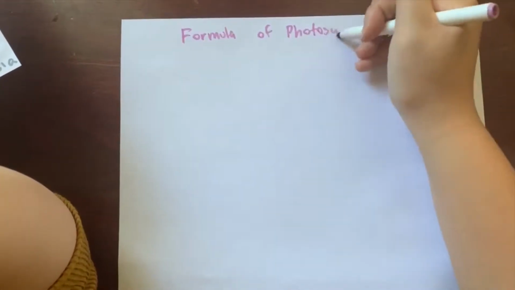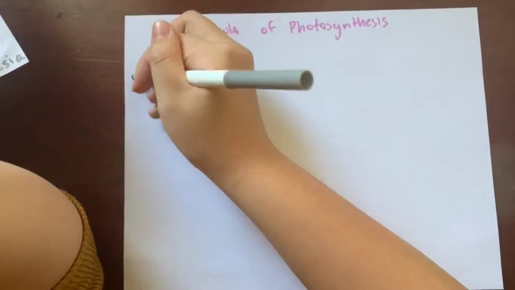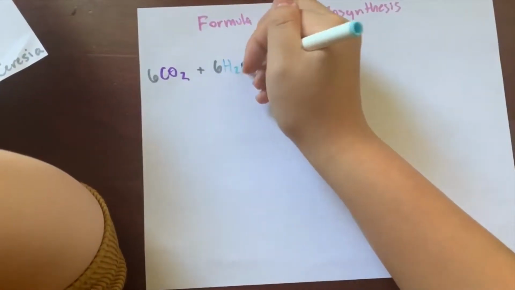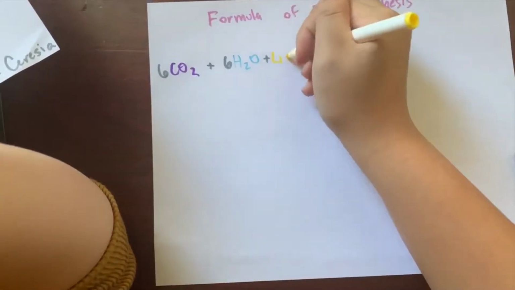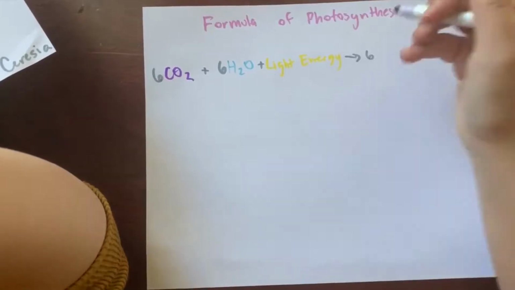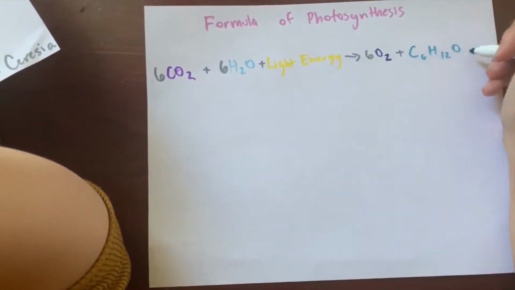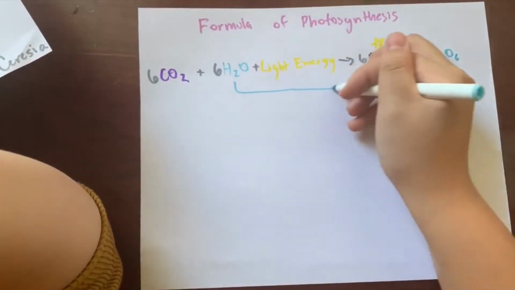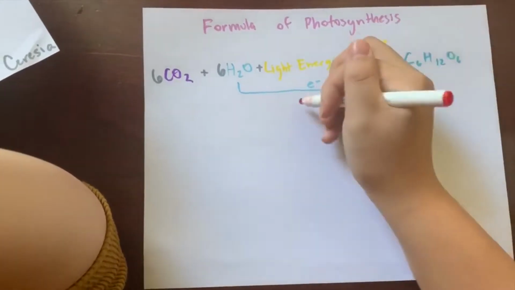Before we talk to the workers here, we should go over the overall formula for photosynthesis. The general equation is 6 carbon dioxide molecules plus 6 water molecules plus light energy creates 1 molecule of glucose and 6 molecules of oxygen. It is important to know that the oxygen released in this process is produced from the electrons of the water and not the carbon dioxide.